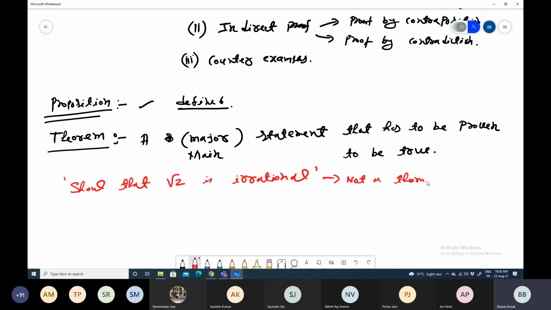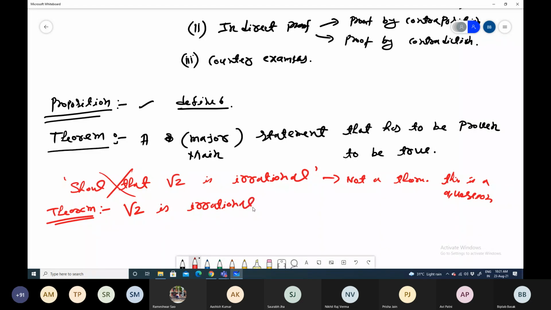Right? So this is a question. So what is a theorem? Theorem will be, I have to remove this portion that shows that, so that will be root 2 is irrational. Now that will be a theorem. Okay. So theorem means a statement which you have to prove is true.